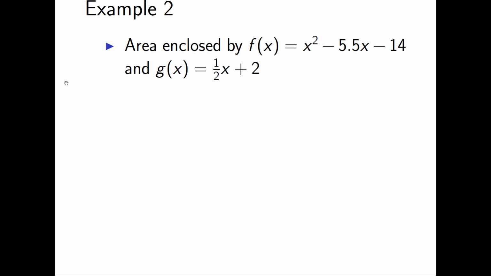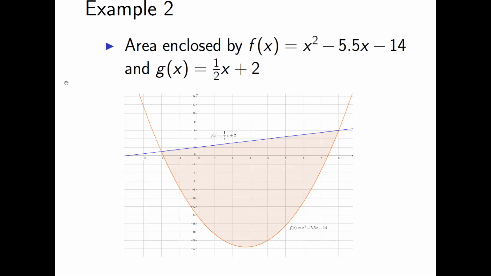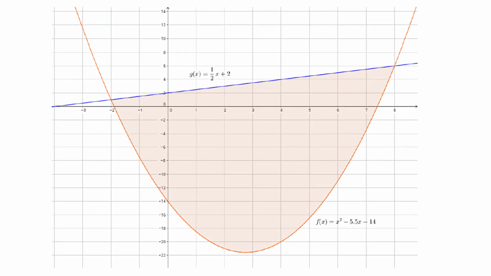This time we've got the area enclosed by two functions. Okay, and until we draw the picture, it might not be clear exactly what this means. But right now we're saying that the area is enclosed by these two functions, x squared minus 5.5x minus 14 and 1/2 x plus 2. And so I say, we really need to draw a picture just to see what's going on. Okay, so here's our picture. Obviously 1/2 x plus 2 is the linear function, and x squared minus 5.5x minus 14 is the quadratic here. And this shows us that there is an area enclosed.